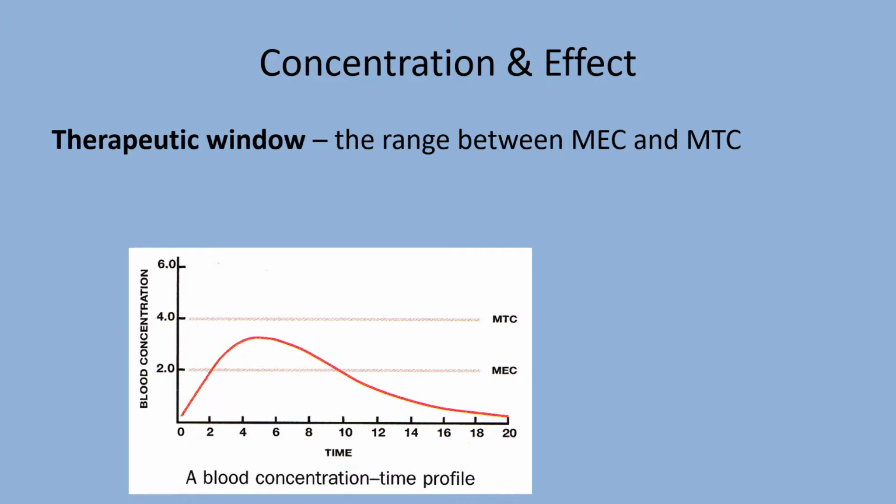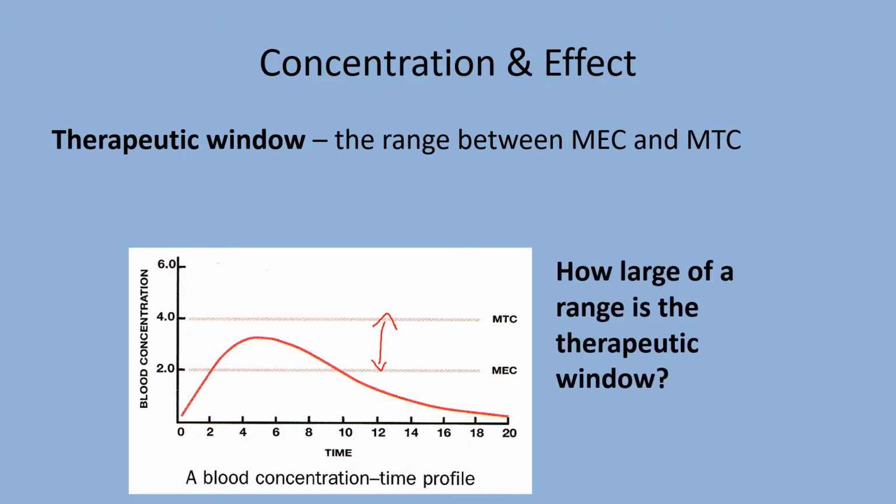For the therapeutic window, that is the value between the MEC, where it starts to have an effect, and the MTC, where there are negative effects. So what is the range here? How much concentration range do we have to play with? 2. Yeah, so about 2 concentration units. We're going to have to try to keep that patient within that therapeutic window at all times.